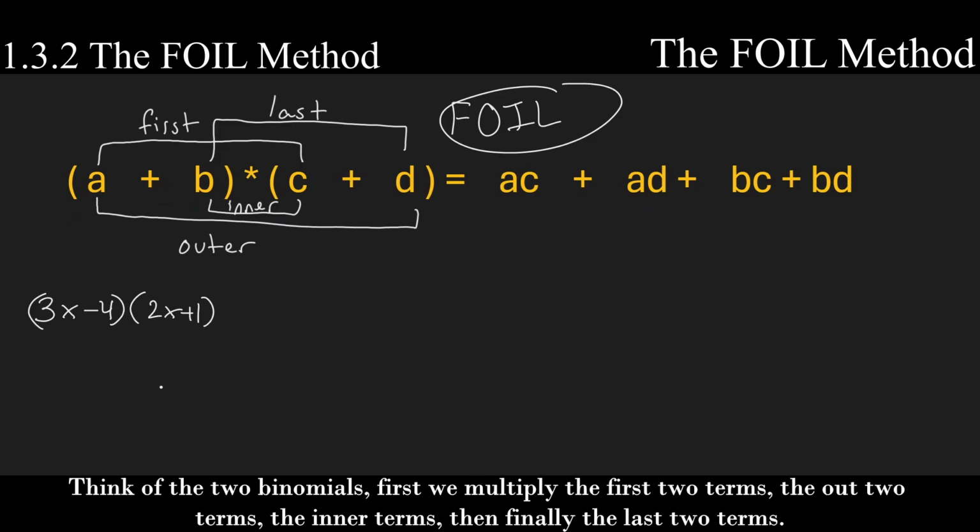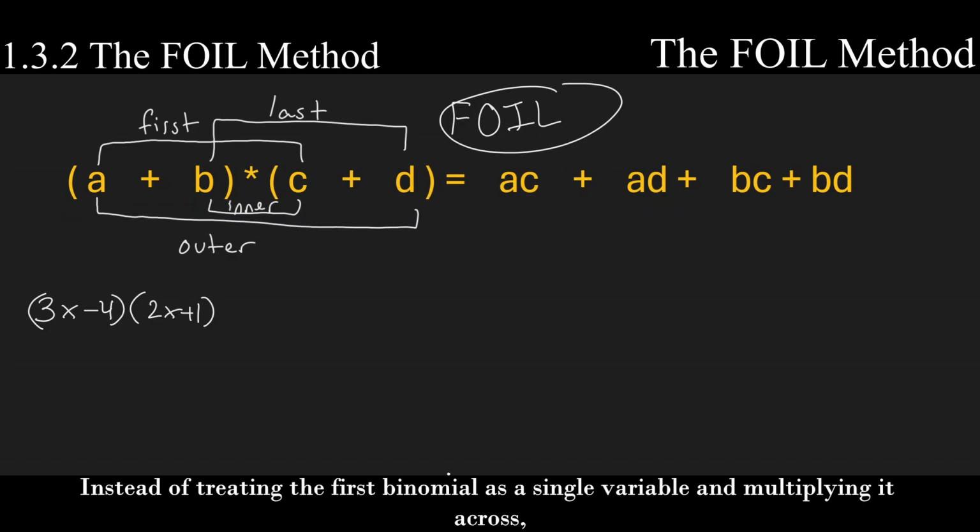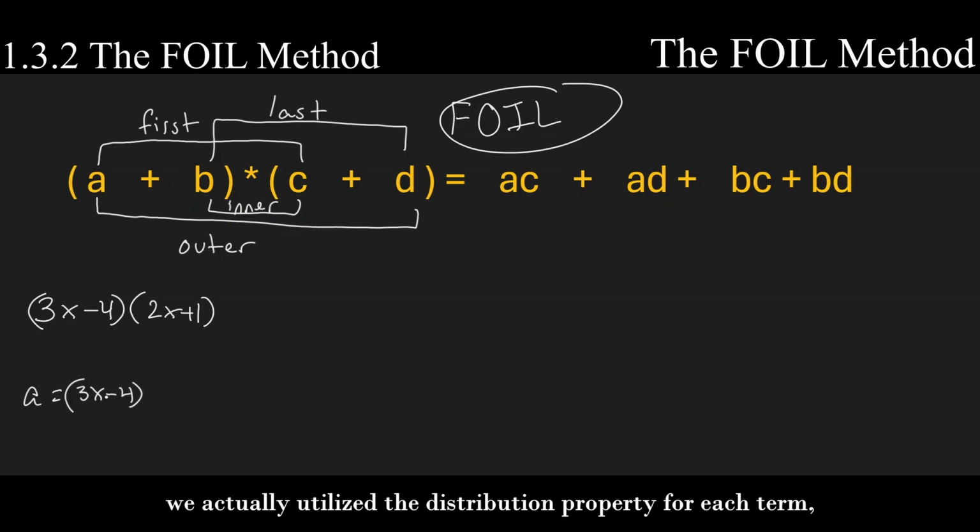Think of the two binomials. First, we multiply the first two terms, a and c, the outer two terms, a and d, the inner two terms, b and c, and finally we multiply the last two terms, b and d. We then add or subtract the outer and inner terms since they usually will be like terms, and we're done. Instead of treating the first binomial as a single variable and multiplying it across, we actually utilize the distribution property for each term, giving us the same answer as previously done.